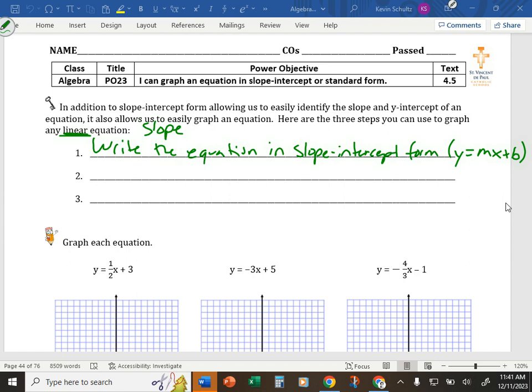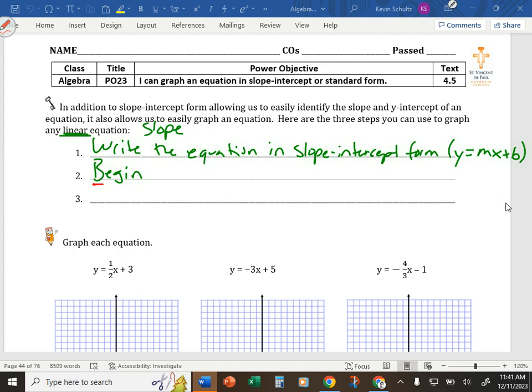Once you have it in slope-intercept form, who remembers what we do first here? Here's a hint, where do we begin? With b, right? Girls, quiet please. Not you this time, the two in the back.